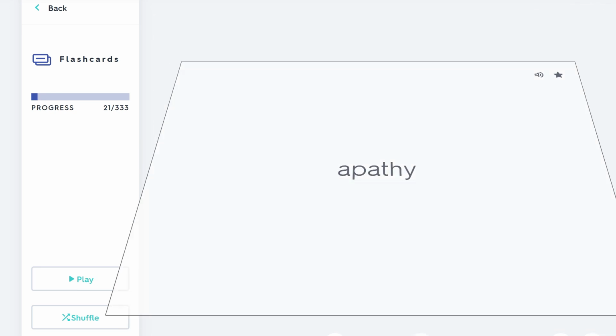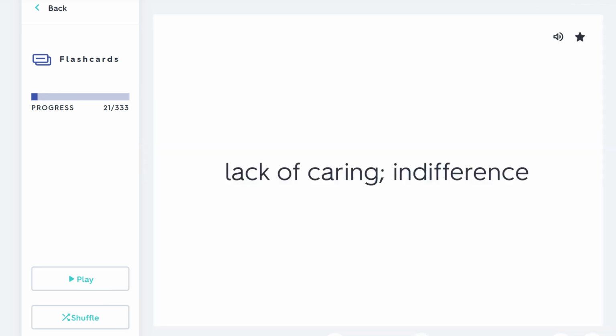Apathy. A lack of caring, indifference. He thought she would display great emotion, but there was complete lack of emotion, pure apathy. Voters don't seem to care anymore. They just display apathy when it comes to voting.